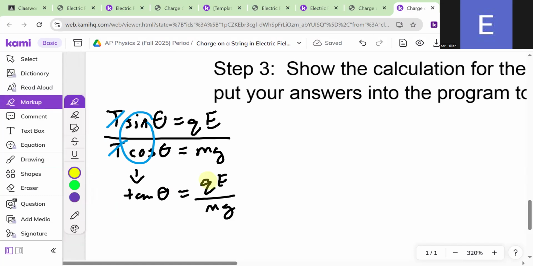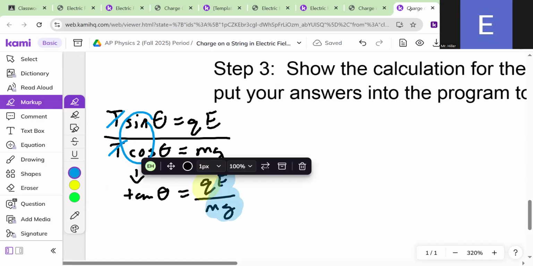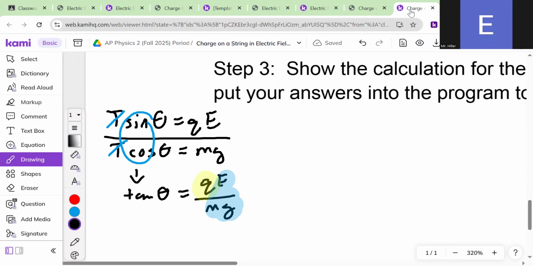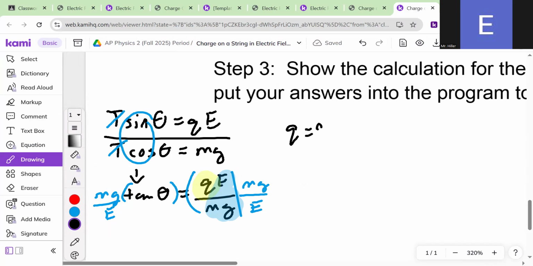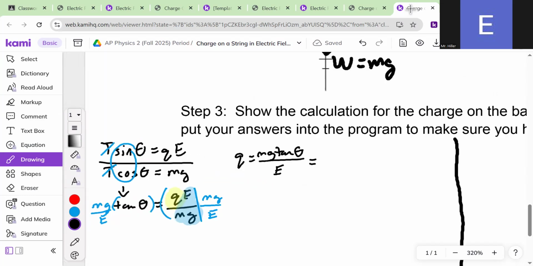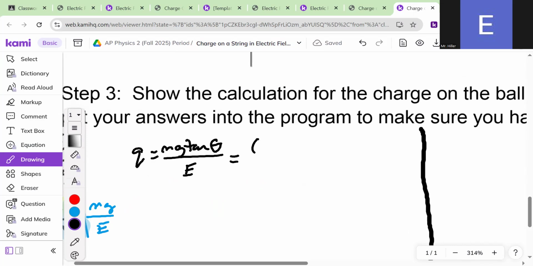Now you're trying to solve this equation for Q. So in order to do that, you need to multiply by the reciprocal of E over mg, which would be mg over E, to both sides. Therefore, Q, what you're looking for, is going to be equal to mg times the tangent of the angle divided by E.